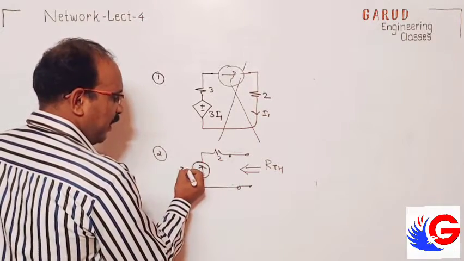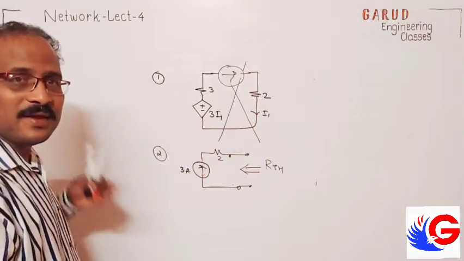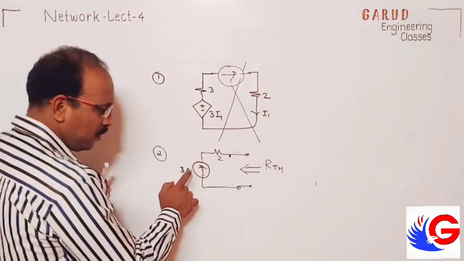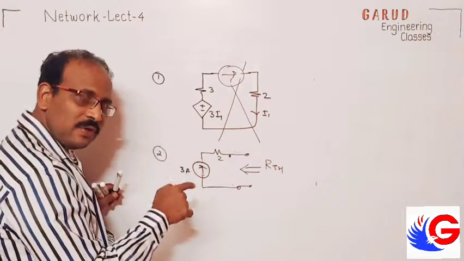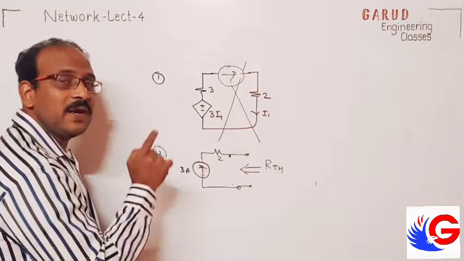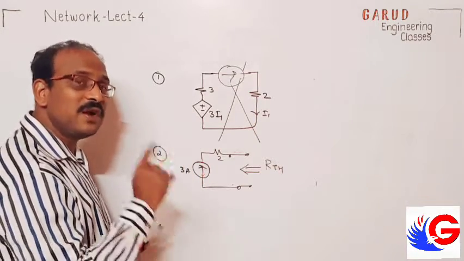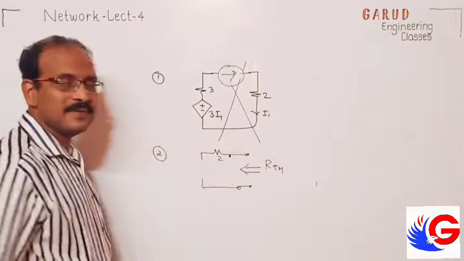And this is something 3 ampere. What will be the resistance? Resistance will be infinity. How? Current source, we treat this as a current source. So ideal current source is always presented with open circuit, because internal resistance of current source is very high. So we present with this.